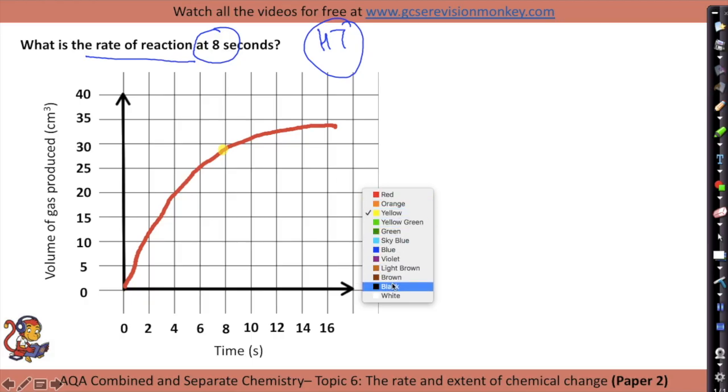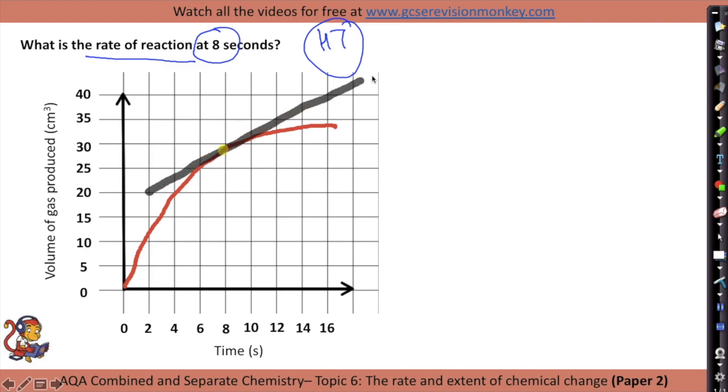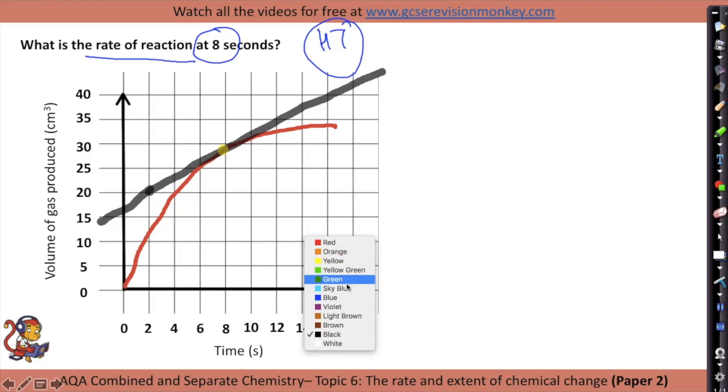calculate that, you would have to draw a tangent on your graph at 8 seconds. So if I try and draw a tangent on here, you obviously use a ruler, and your tangent is a straight line that goes as close to the line as possible. You will get leeway either side of this when you do yours in your exam.